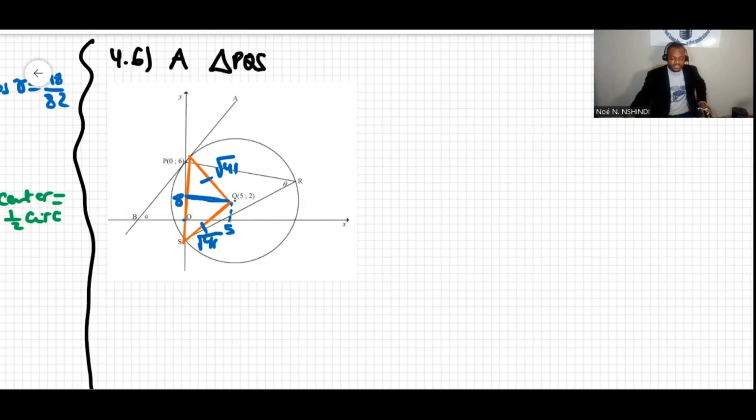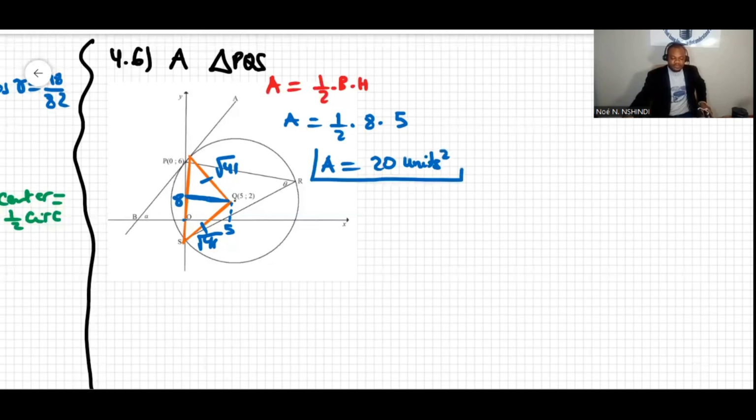So we can just say the area of the triangle is given by a half times base times height. So the area will be a half times the base, which is 8, and the height is 5, and then the area will be 20 units squared. So that's the area of the triangle.